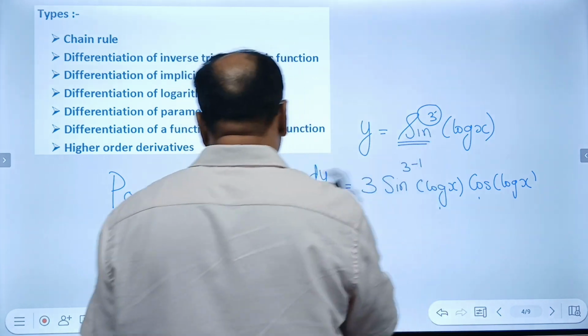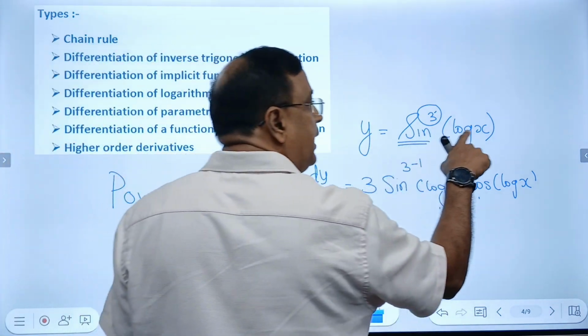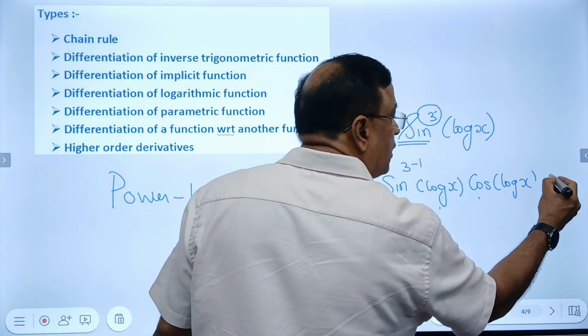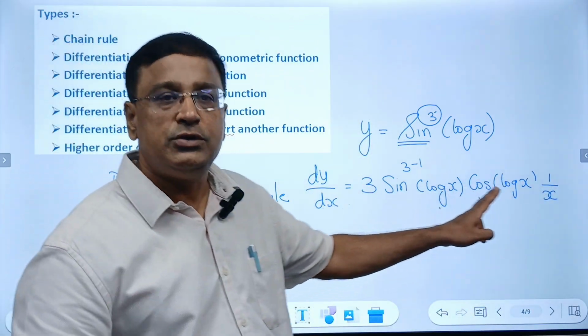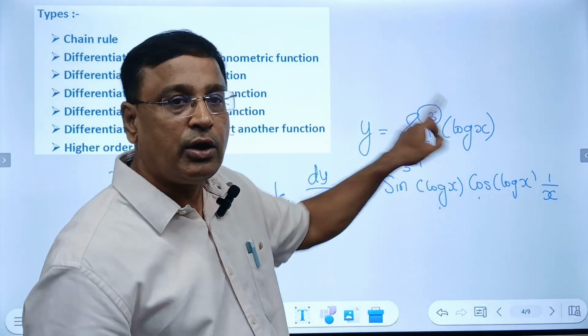Now after that, go to the angle. What is my angle? The angle is log x. Differentiation of log x is 1 by x. So this is the complete differentiation of sine cube log x. Okay, so let's do the problems one by one.